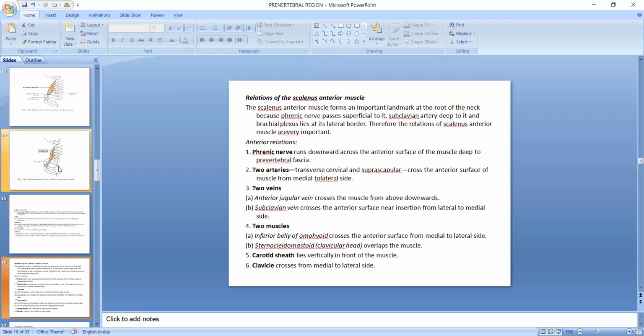Anterior relations: the phrenic nerve, and two arteries, the transverse cervical and suprascapular; and two veins, the anterior jugular and subclavian veins; and two muscles, the inferior belly of omohyoid and sternocleidomastoid; and the carotid sheath that lies vertically in front of the muscle; and the clavicle that crosses from medial to lateral side.